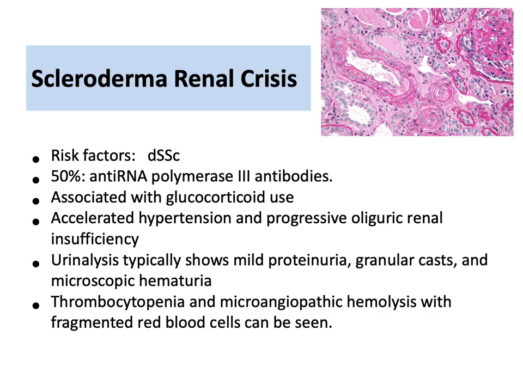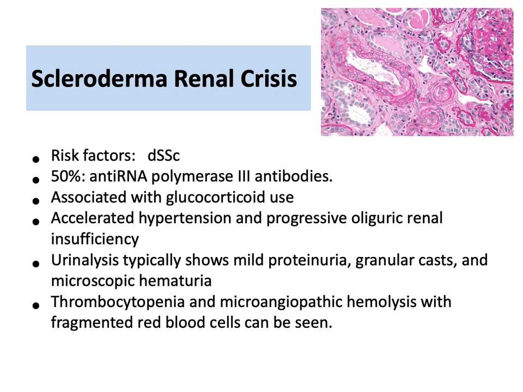Around 50% of the time, patients with scleroderma renal crisis have positive anti-RNA polymerase III antibodies. On the other hand, patients with limited cutaneous scleroderma can also develop scleroderma renal crisis, but it is most commonly associated with glucocorticoid use. These patients usually present with accelerated hypertension and progressive oliguric renal insufficiency. However, a certain percentage of patients who are experiencing scleroderma renal crisis will have a normal blood pressure.